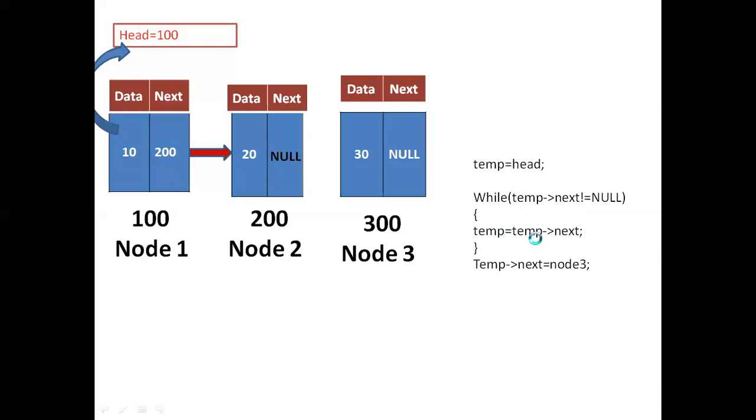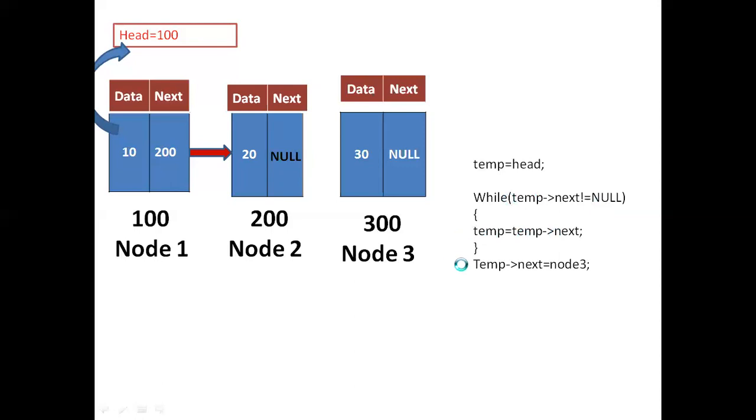Now temp is equal to temp next. Temp means 100, 100 next means 200. 200 is now temp. Again check the condition, 200 arrow next. What is 200 arrow next here? Null. Null is not equal to null? That means the condition is false.